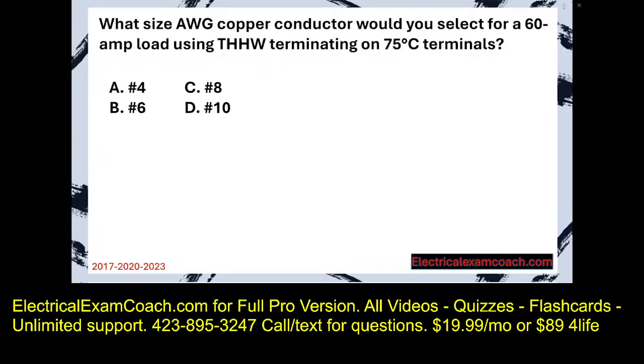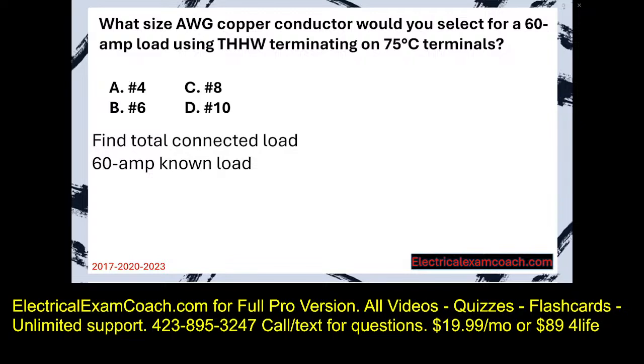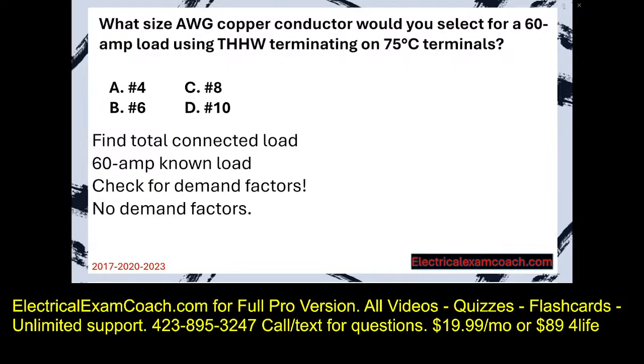Let's get to it. What size AWG copper conductor would you select for a 60 amp load using THHW terminating on 75 degree C terminals? Step 1, find the total connected load. Well, in this case, we already have the load. It's 60 amps, but we must check for demand factors. They've not told us about a specific piece of equipment or that it's a continuous load, so there are no demand factors. But we have to learn one important rule for sizing wire. The wire must meet or exceed the known load. There is no next size up rule.